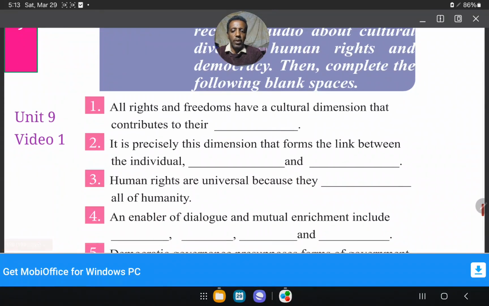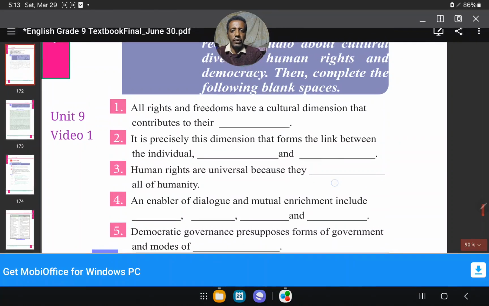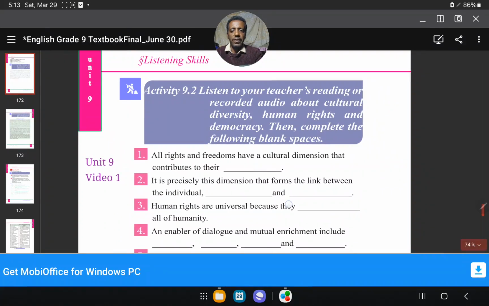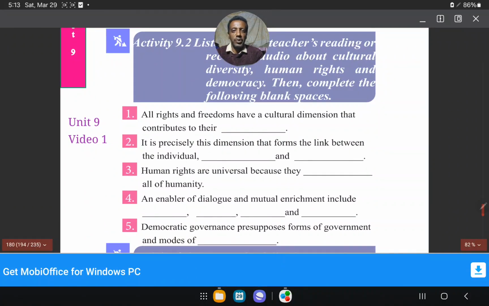Before that, there are about 5 kinds of questions given to you. So listen to your teacher's reading or recorded audio about cultural diversity, human rights, and democracy. Then complete the following blank spaces. Now you are practicing a lot. While I read the listening text, you will fill these in as you go. Great. Are you ready? Let's go.